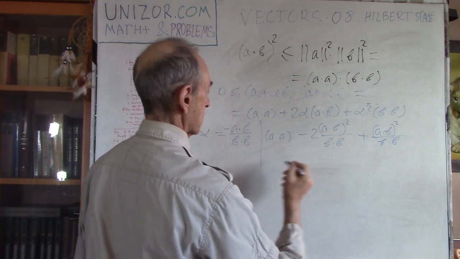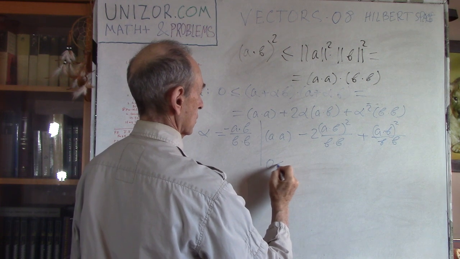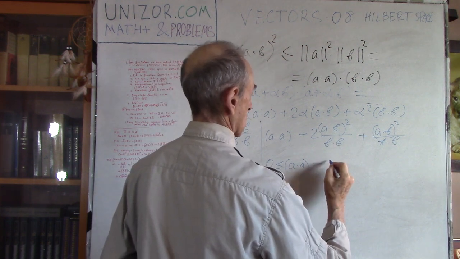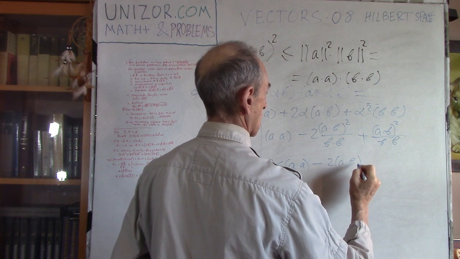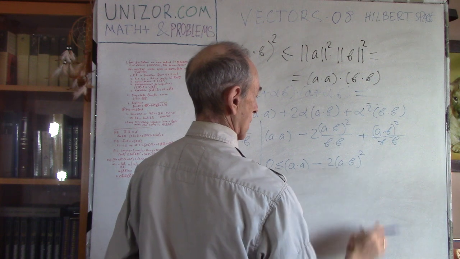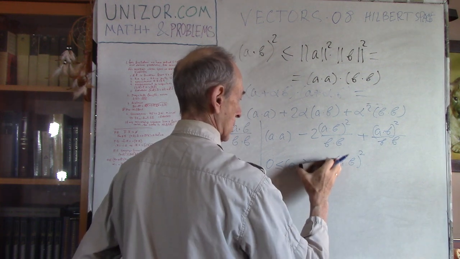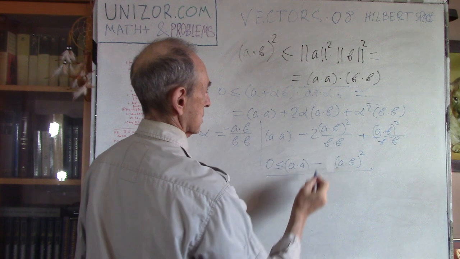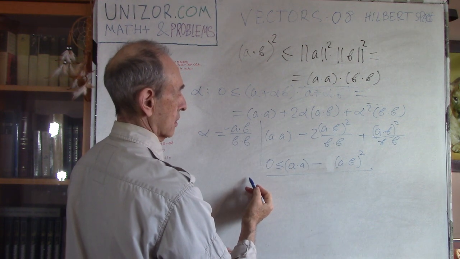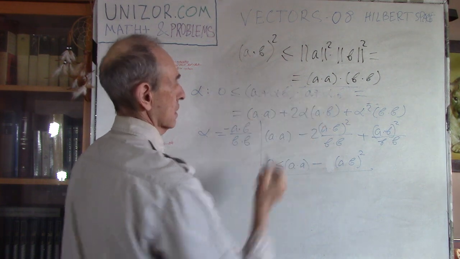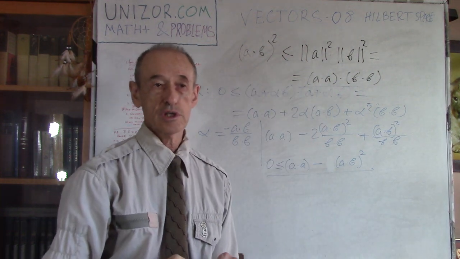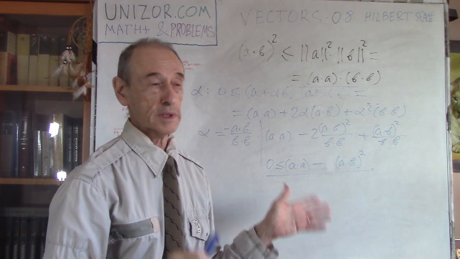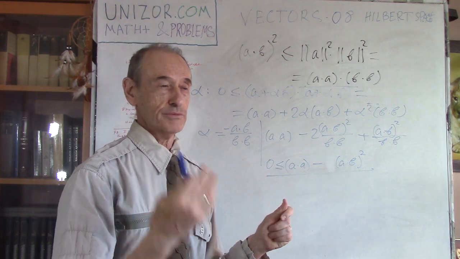Now I will multiply everything by BB, and I will have 0 less than or equal to AA minus 2(AB) square plus (AB) square. So I can just wipe out 2. And this is exactly what this is. So you just move (AB) square to the left and you will have exactly this inequality of Cauchy-Schwarz-Bunyakovsky.